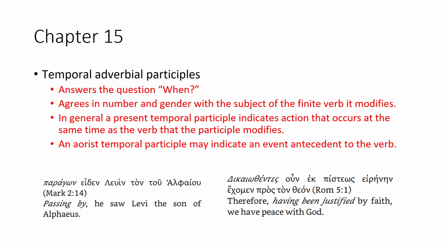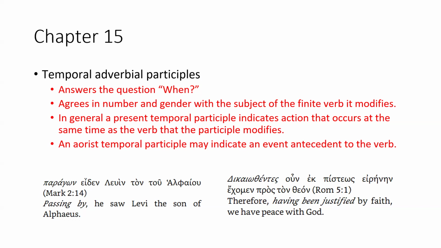Temporal adverbial participles. They answer the question when. It's going to agree in number and gender with the subject of the finite verb it modifies. In general, a present temporal participle indicates action that occurs at the same time as the verb that the participle modifies. An aorist temporal participle may indicate an event antecedent to the verb. So it's generally going to indicate action that occurs at the same time, but it may indicate an event that happens before the finite verb.